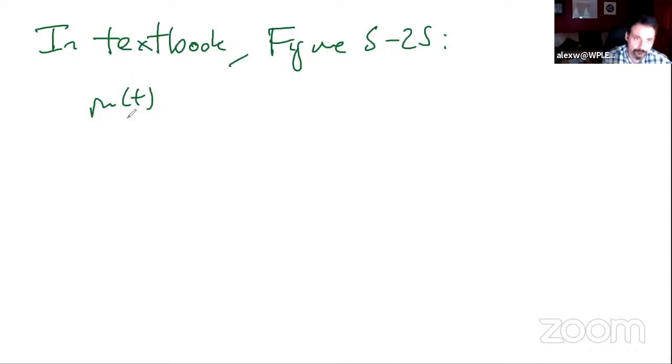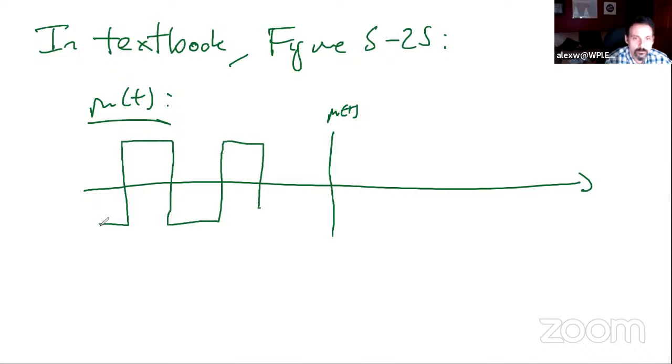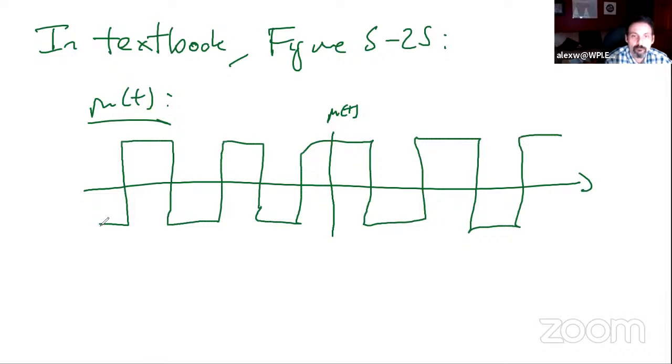So first of all, a couple of waveforms come up. Suppose this is M of t, and you have something like this. Let's say this represents a binary 1, binary 0, binary 1, binary 0, binary 1, binary 0, and so on and so forth.